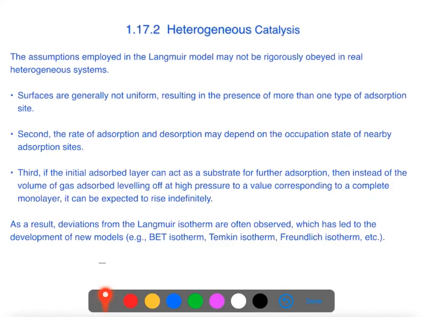it can be expected to rise indefinitely. As a result, deviations from the Langmuir isotherm are often observed, which has led to the development of new models to describe these heterogeneous catalytic systems. These include BET isotherms, Temkin isotherms, and Freundlich isotherms. But this is beyond what we want to cover as an introduction to heterogeneous catalysis.